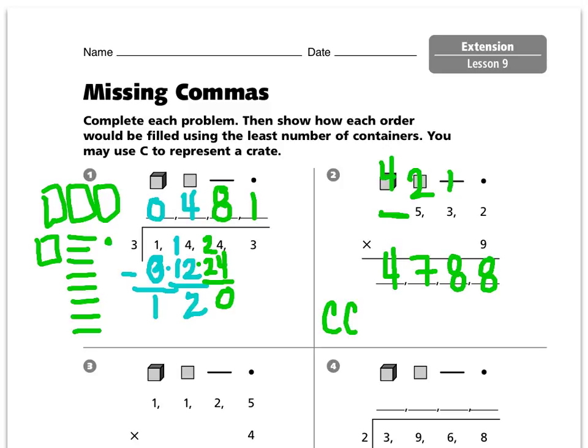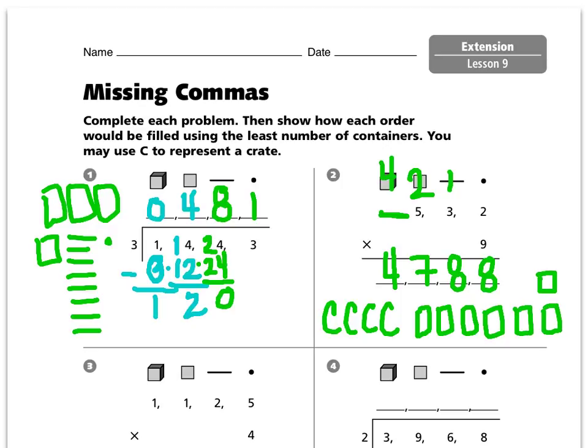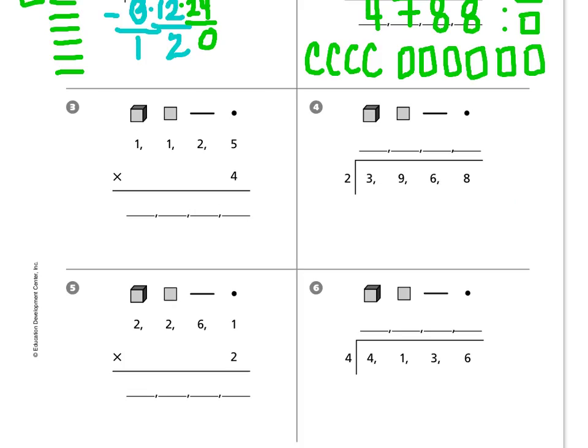So I need 4 C's, 7 boxes, 8 packs, and 8 individual. Let's move on to number 3.